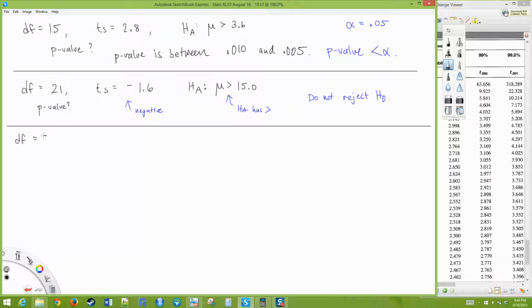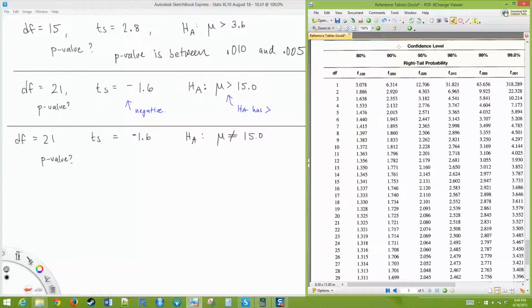But let's try this out again. Test statistic is negative 1.6. The alternative, let's say this time, has a not equal sign, not equal to 15.0. So now what is my p-value? Between 0.100 and 0.050. That's very close, but remember we have a not equal sign, so I've got to double it.